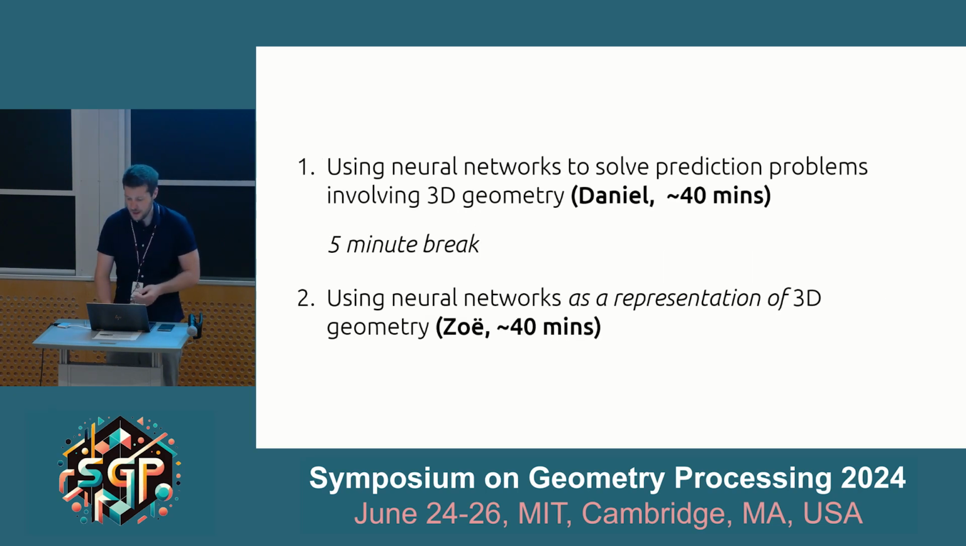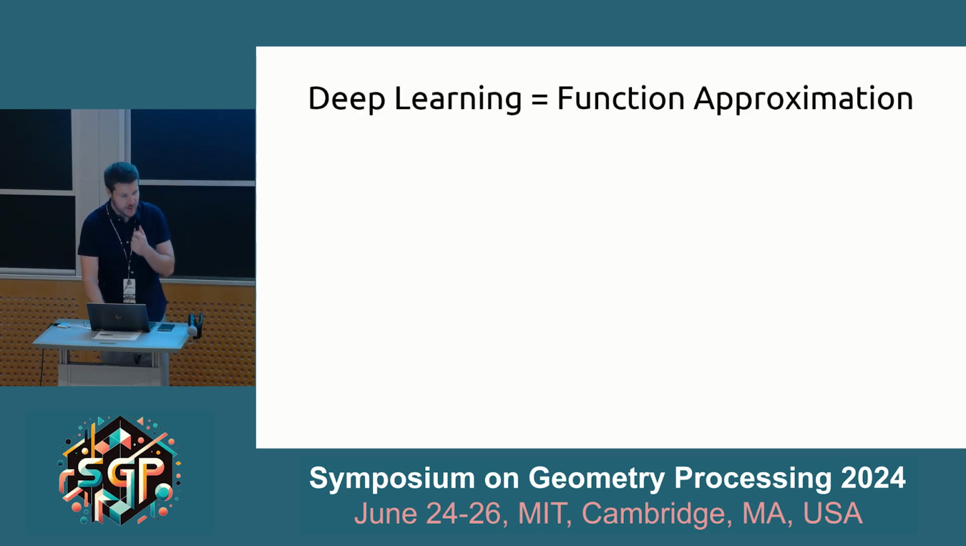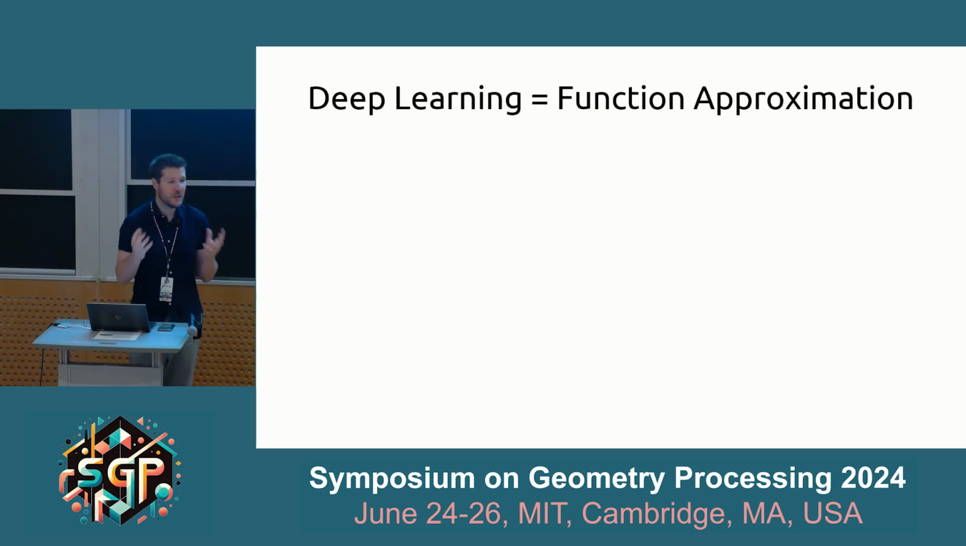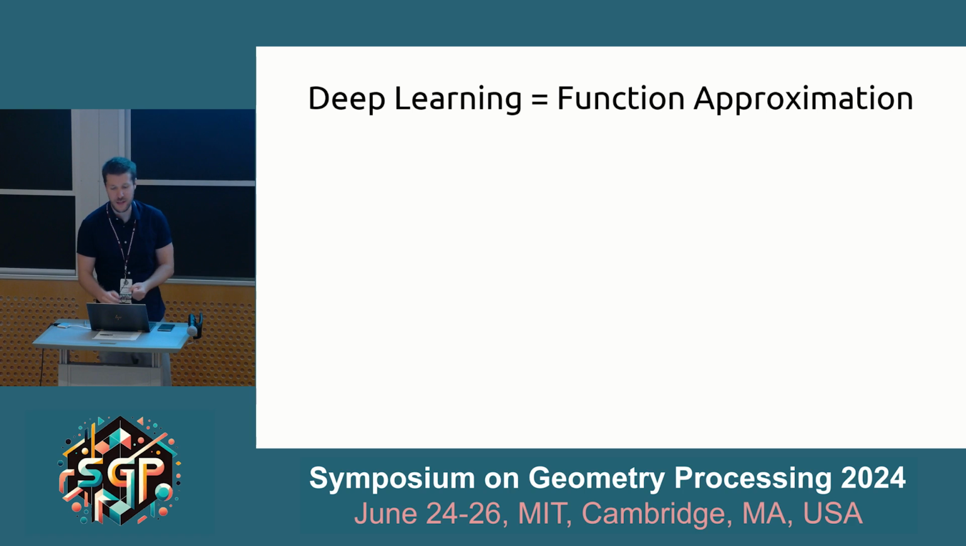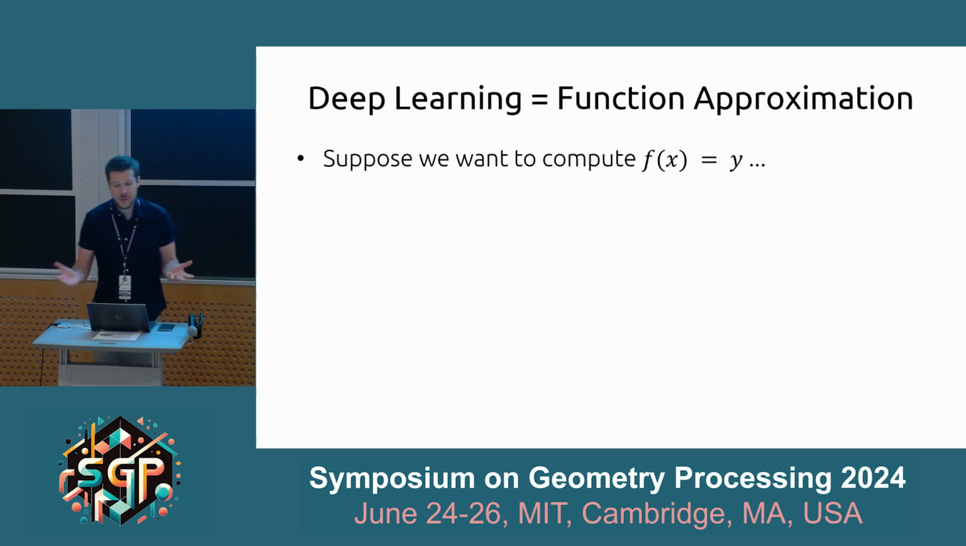All right, great. So let's dig into this first topic about using neural networks to solve prediction problems that involve 3D geometry. First of all, I need to at least have some groundwork for what the heck this deep learning thing is, so we can all have the same language to talk about it. Deep learning, what is it all about? It's really just all about function approximation. Hopefully everybody here knows enough math that that's reasonably comfortable to talk about. What we're trying to do is compute some function. We have some f of x we want to compute, which produces y's.